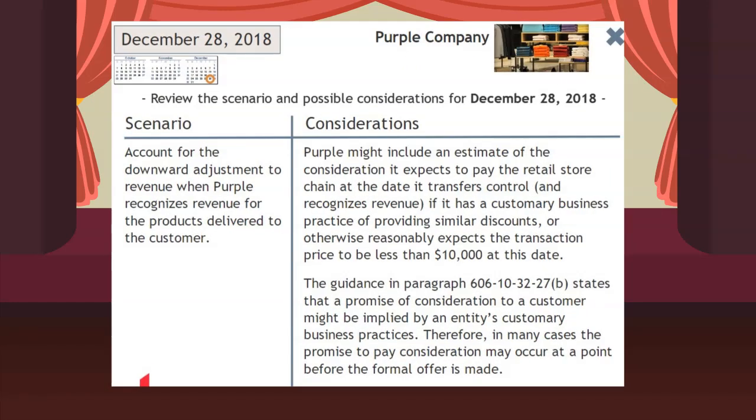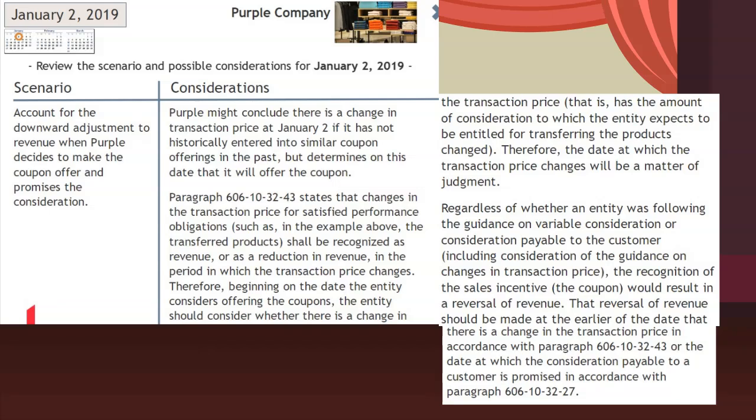As of December 28th, it will depend on whether it is customary for you to provide discounts such as the one being provided. If it is customary, you may need to recognize as of December 28th. January 2nd is the decision date. At this time, it may be appropriate to recognize. Please read through the full considerations on the screen.